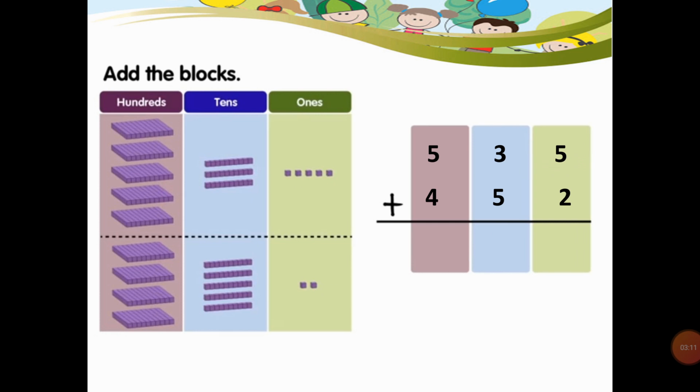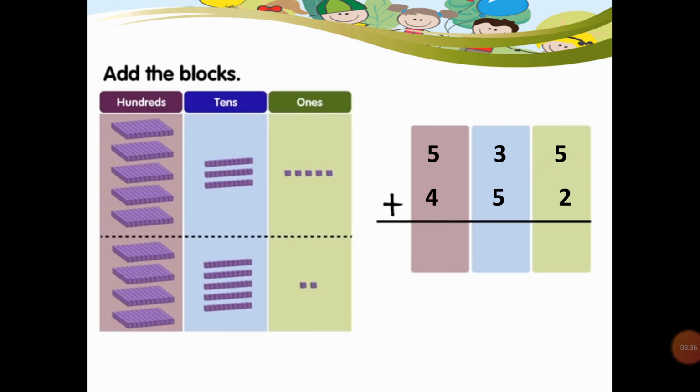Again, we have to add the blocks. Here they have given us 5 blocks of hundreds. That means we have 5 hundreds. So we will write 5 in the hundreds column. Then we have 3 bars in the tens column. So that means we have 3 tens. So we will write 3 in the tens column. Then we have 5 units. So we will write 5 in the units column.